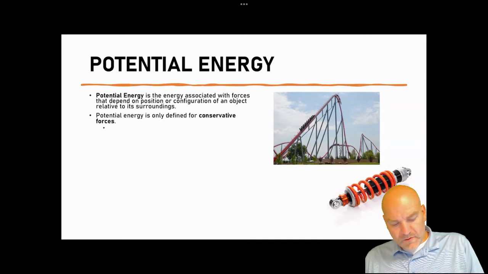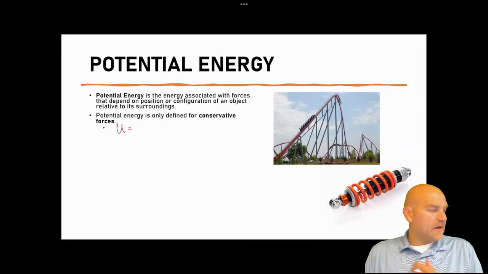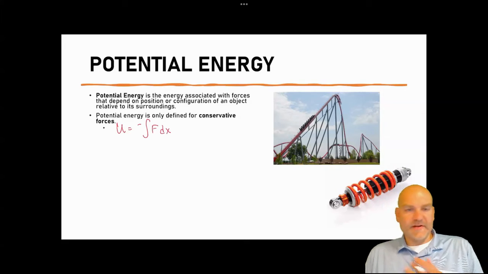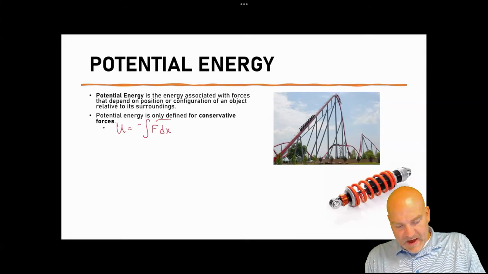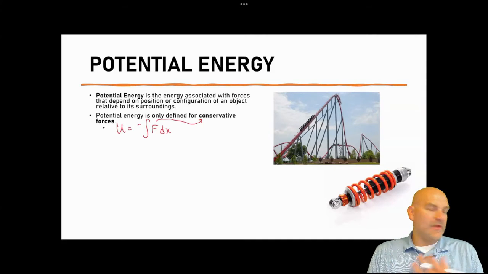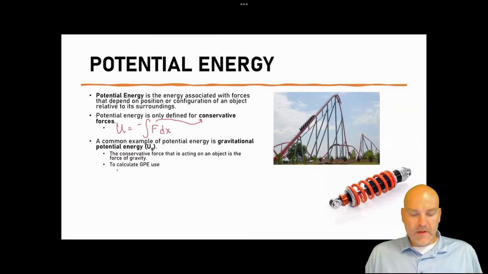And so to find potential energy, it's going to be the negative integral of F dx, where this F is a conservative force. Springs, gravity, or the force done by gravity, or weight. I can show you the derivation of those equations, but we don't have to go through all that, okay?